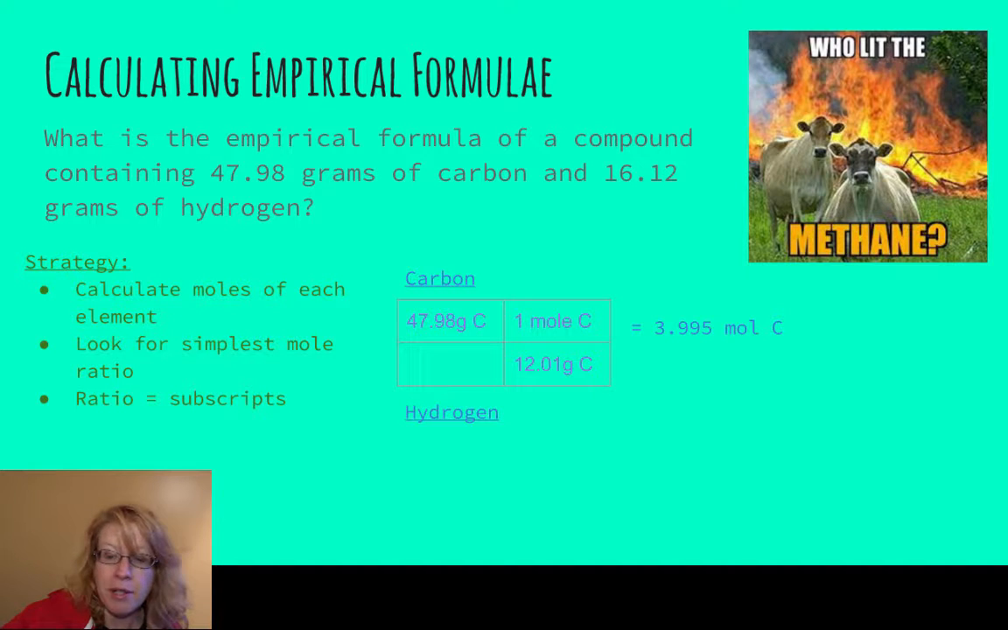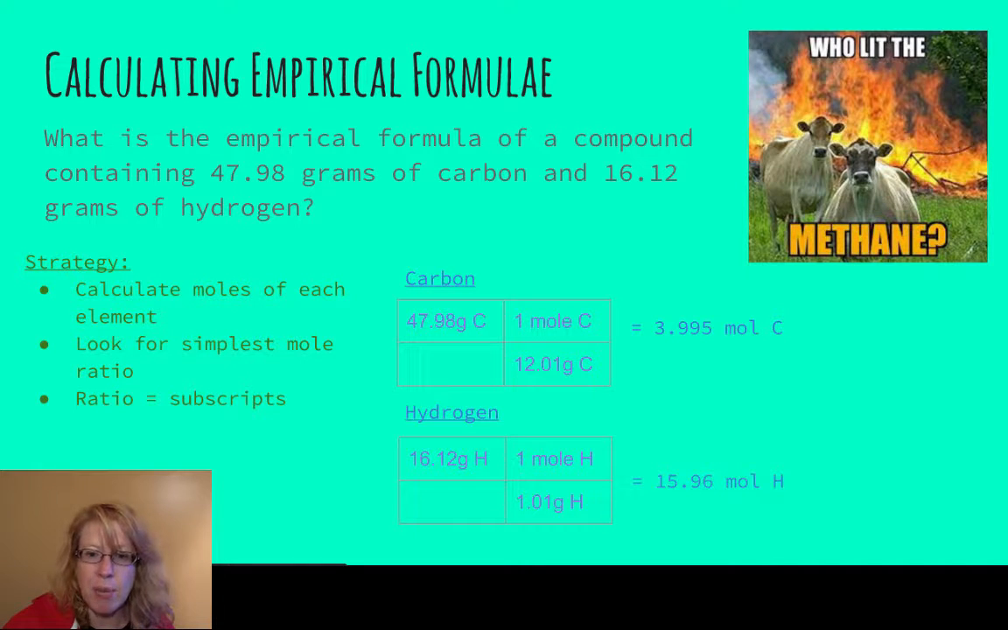Okay, when we deal with hydrogen, similar little wonder fraction. Again, I'm going to be dividing by the molar mass. I started with 16.12 grams of hydrogen, and I'm converting here grams to moles for hydrogen. And you can see when I do this one out, I end up with 15.96 moles of hydrogen. So what's the simplest ratio of these things? Now these numbers are both pretty close to whole numbers, like the top one's pretty close to 4, and the bottom one's really close to 16.